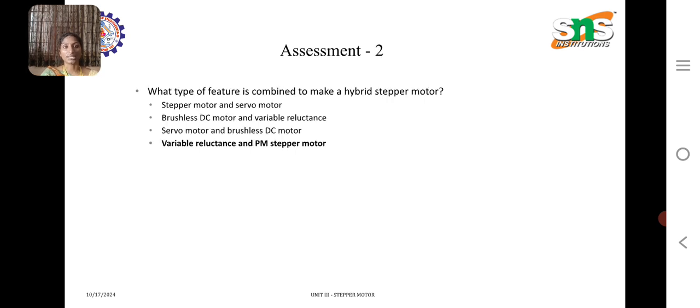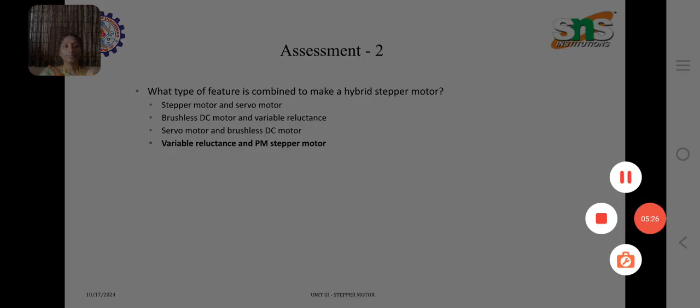What type of feature is combined to make a hybrid stepper motor? Variable reluctance and permanent magnet stepper motor is the type of feature which is combined to make a hybrid stepper motor.